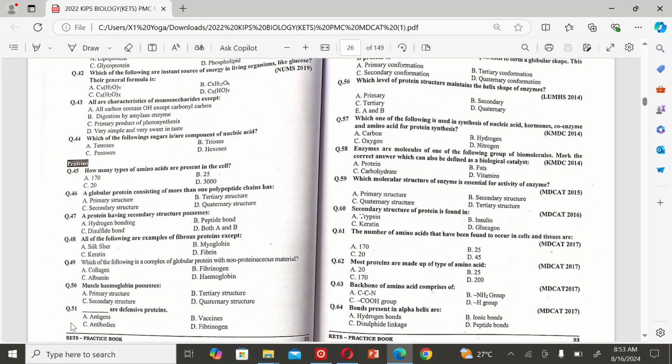These are defensive proteins: A, antigen, B, vaccine, C, antibodies, and D, fibrinogen. So the correct option is C, antibodies.